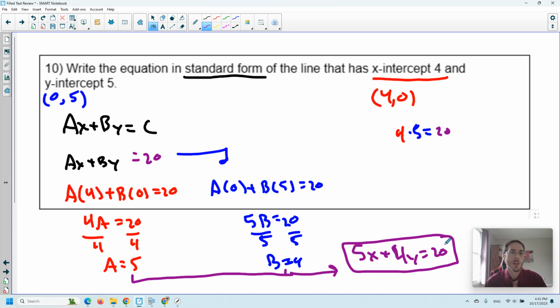Again, if you're totally lost, since you know those 2 points, just find it in slope-intercept form. So find y equals mx plus b, and then try and work your way backwards to get into the right ax plus by equals c form. But that's what we got for number 10.